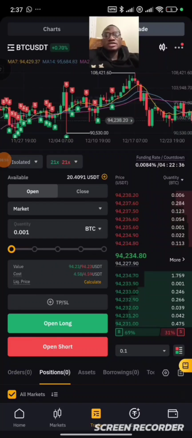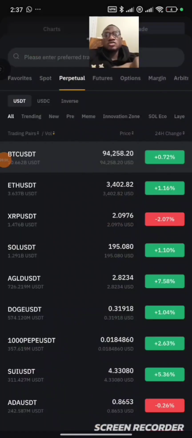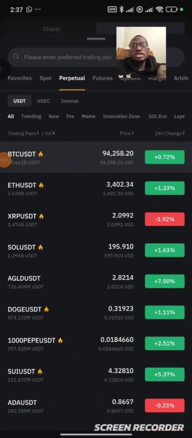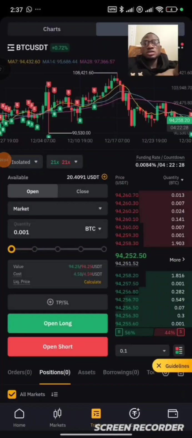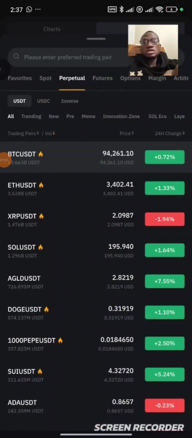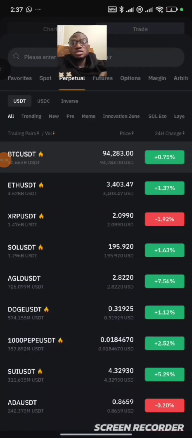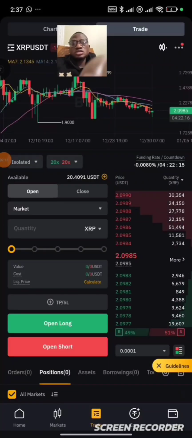You can see, if you want to change the coin from Bitcoin, all you need to do is just click on the place where they wrote BTC USD. Just click on it, and you can choose another coin, search the name of the coin. So that does that.